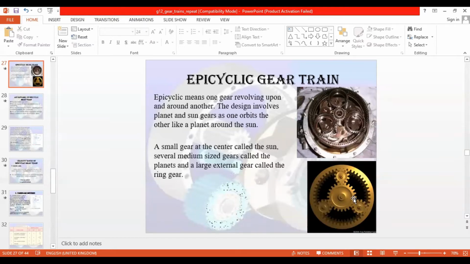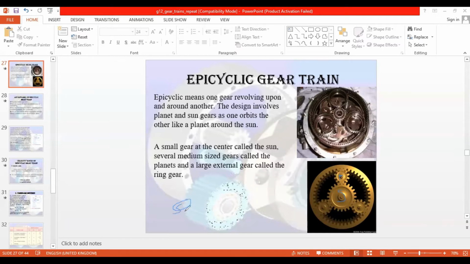These small gears are called planets. In the solar system, the sun would be in the middle, and then we have the planets around the sun. Similarly here, this would be the sun, these would be the planets, and the external gear is called the ring gear. So this big one is called the ring gear.